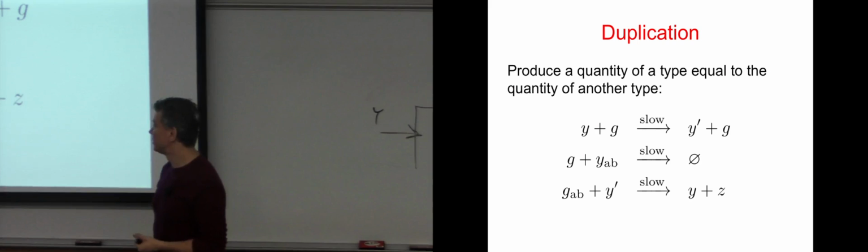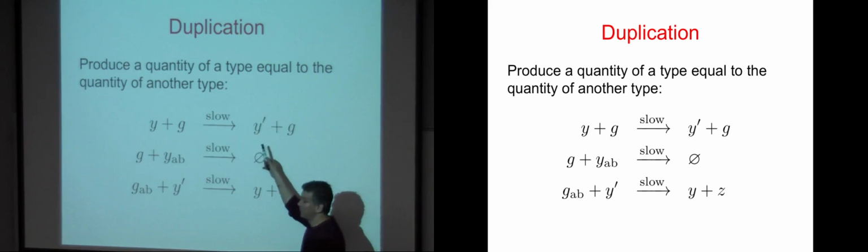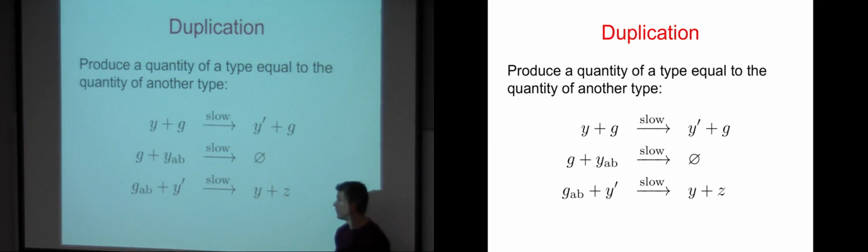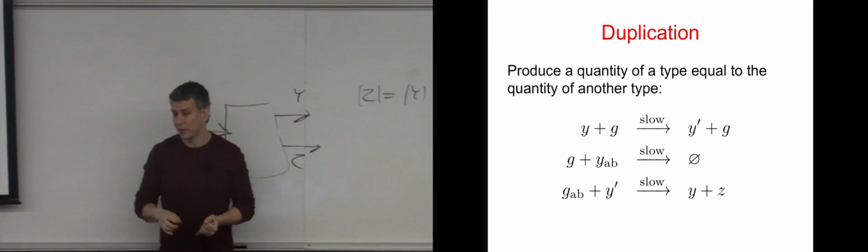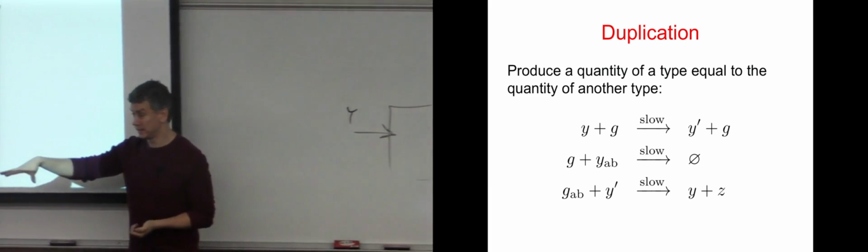Now, there are some other types that I put in. So there's going to be an intermediate type y prime. That's just produced by a reaction. But there is going to be this molecule G, and that's going to be my go molecule. Because this is going to be a synchronized duplication. So I don't want the duplication to happen at any random time. I want the duplication reaction to happen when I dump some quantity of G into the system.